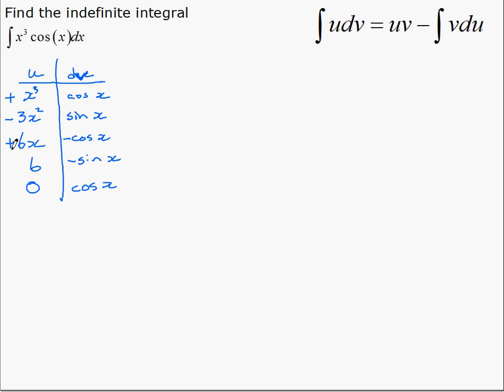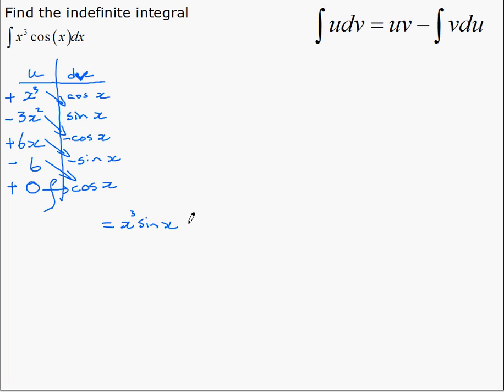Positive, negative, positive, negative, positive. And we multiply on the diagonal, and we integrate across the bottom. So multiply those terms, integrate the product of those. And that will let us write our answer. So we end up with this integral equaling x cubed times sine x.